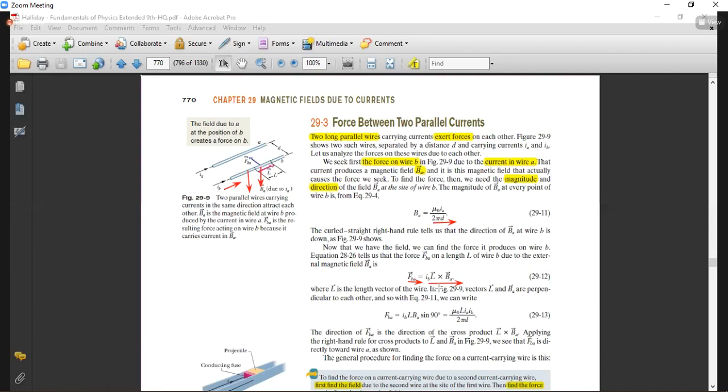So now we will just put the value of BA in this equation, putting the angle 90 degrees because L and the magnetic field are perpendicular to each other. So the relation would be something like this. Putting the value of BA, where did it come from? We got it from 2911, and this would be the relation for the force that the wire B is exerting on the wire A.